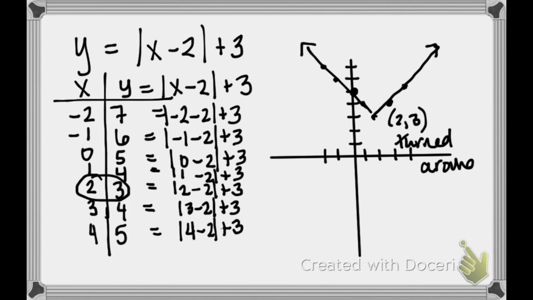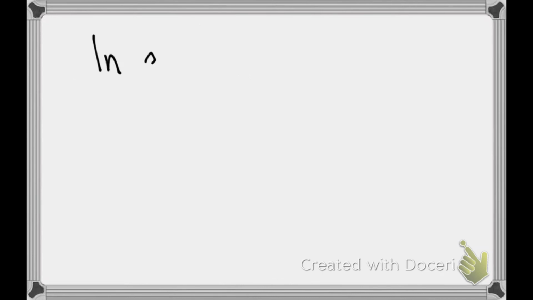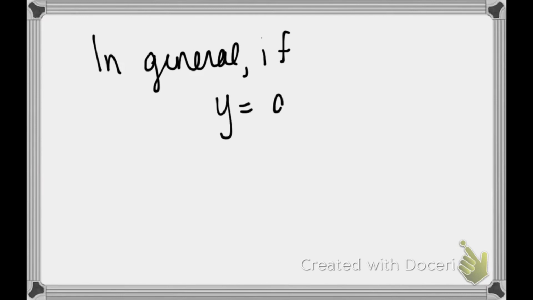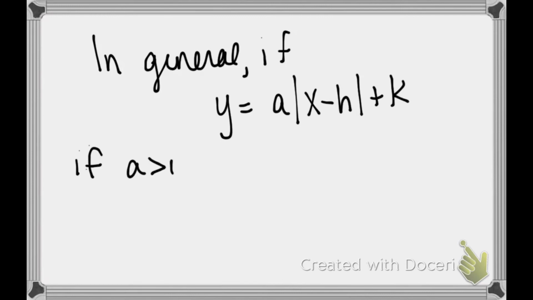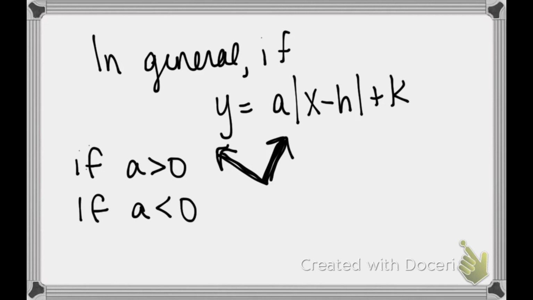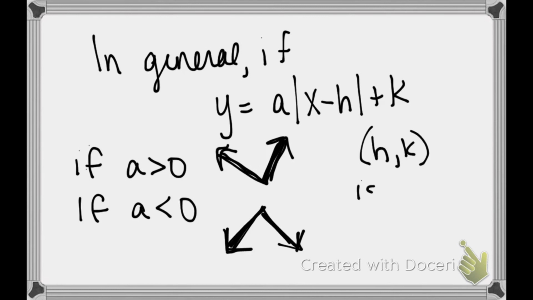Now, it would be really nice not just to graph lines and then wonder where the turnaround point is, so I can give you some sort of generalization. In general, if y equals a times the absolute value of x minus h, and then plus k, we can tell you that if a is positive, then we have this upward facing V. If a is negative, then we're going to have a downward facing V. So if you have a negative in front of the absolute value, it's going to be a downward facing V. But then we want to know about that turnaround point.